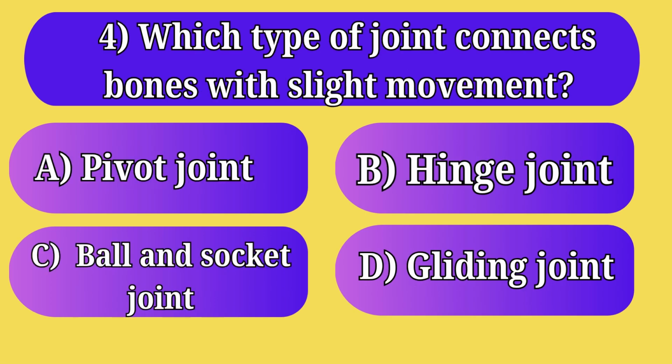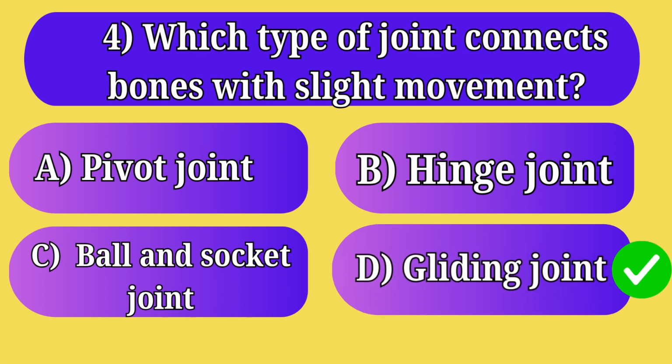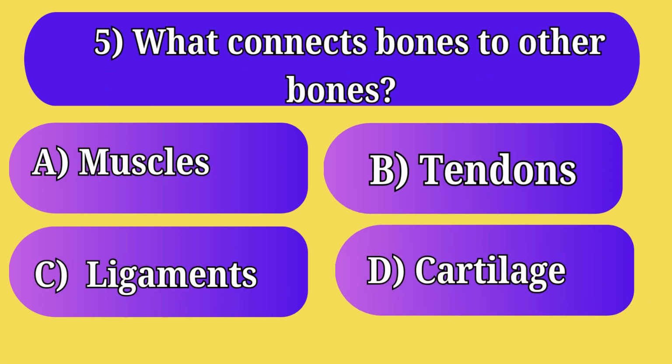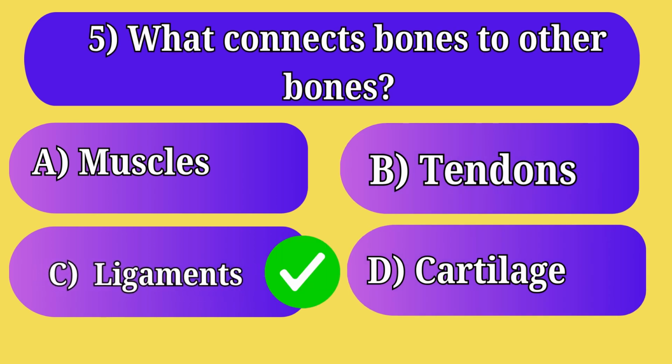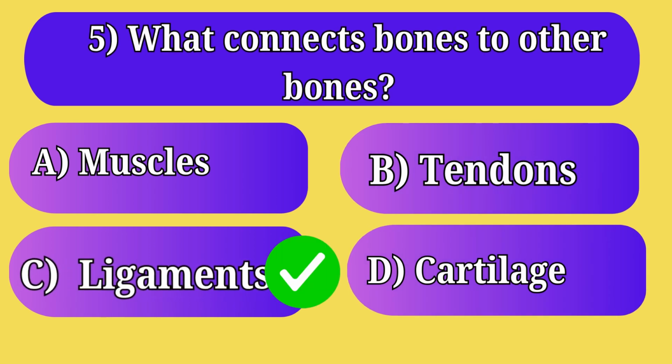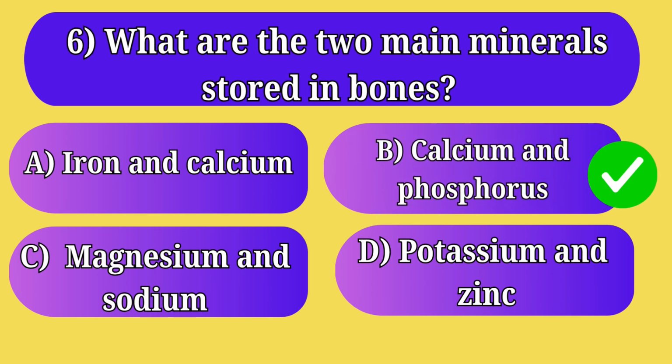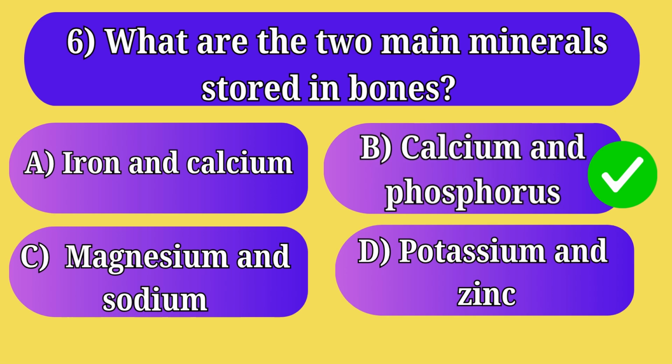Which type of joint connects bones with slight movement? Gliding joint. Try the next one. What connects bones to other bones? Ligaments. Try the next one. What are the two main minerals stored in bones? Calcium and phosphorus. Try the next one.